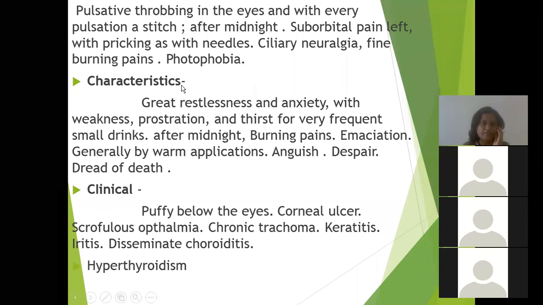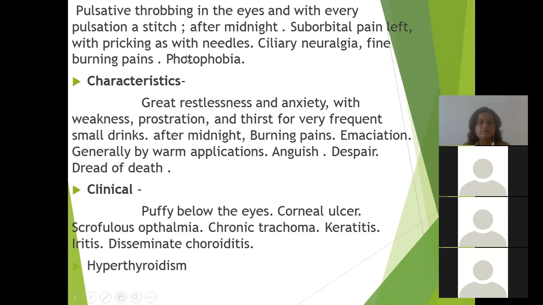Characteristics in this: there is great restlessness, anxiety with weakness, prostration, and thirst for frequent small drinks. After midnight, burning pain, emaciation, relieved generally by warm application, anguish, despair, dread of death. Clinically, Arsenicum is useful when there is puffiness below the eyes, corneal ulcer, scrofulous ophthalmia, chronic trachoma, keratitis, iritis, disseminated choroiditis, and hyperthyroidism.